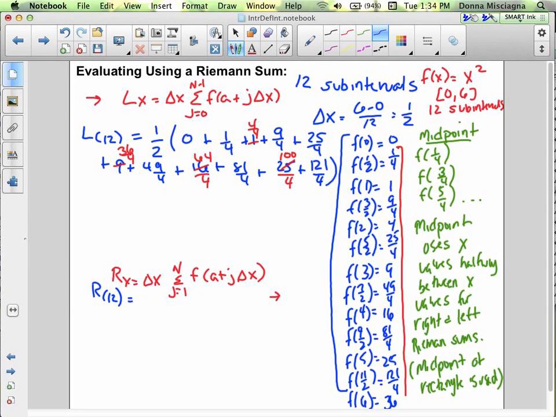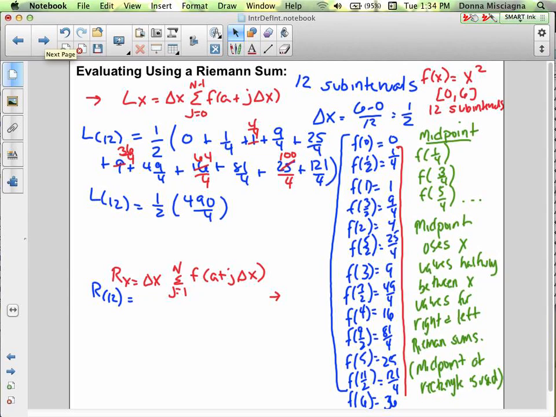So L12 equals 1/2 times 490/4. I can divide 490 by 2 and reduce that. So that would be 2, and that would be 245. And so the left Riemann sum, come on, I recall writing some numbers in there. Maybe not. And I know I wrote them. There we go. 245. There we go. All right. So our left Riemann sum is going to be 245/4.